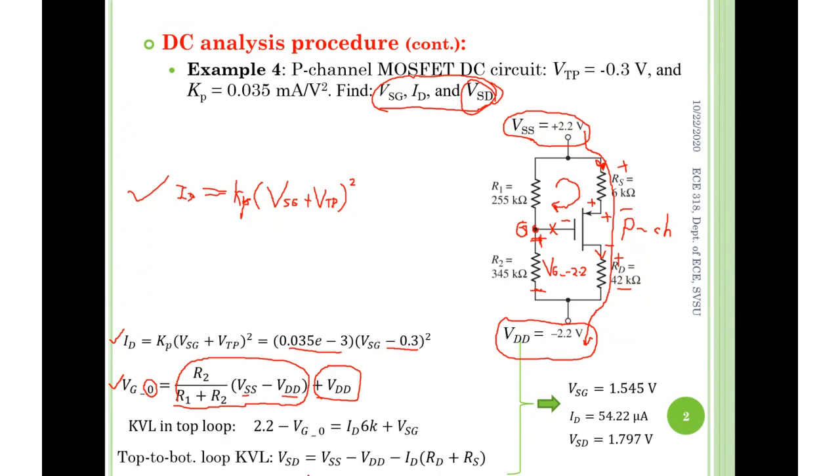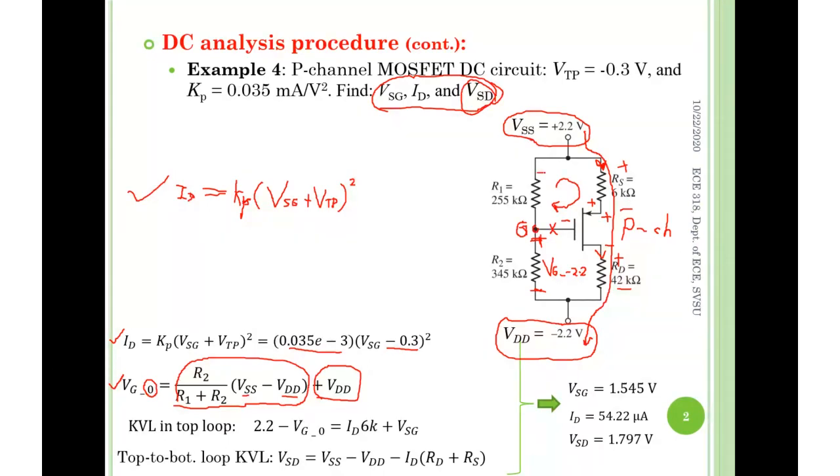You don't have to do the calculation in this way, but if you follow my idea, find the voltage at the gate with respect to ground, and then go up here to do the KVL. What do you want to do?